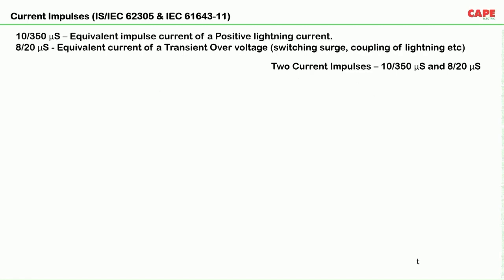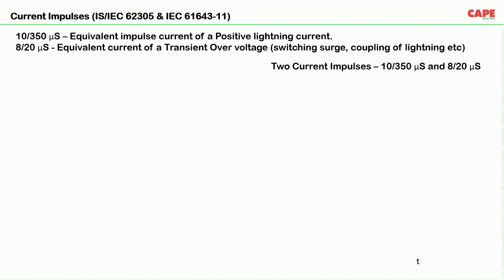Now, generally, lightning is going to strike and we don't know how it will be. So for the sake of testing and measurement, the standard has defined two types of current impulses. First one is 10 by 350 microsecond current impulse. Second one is 8 by 20 microsecond current impulse.